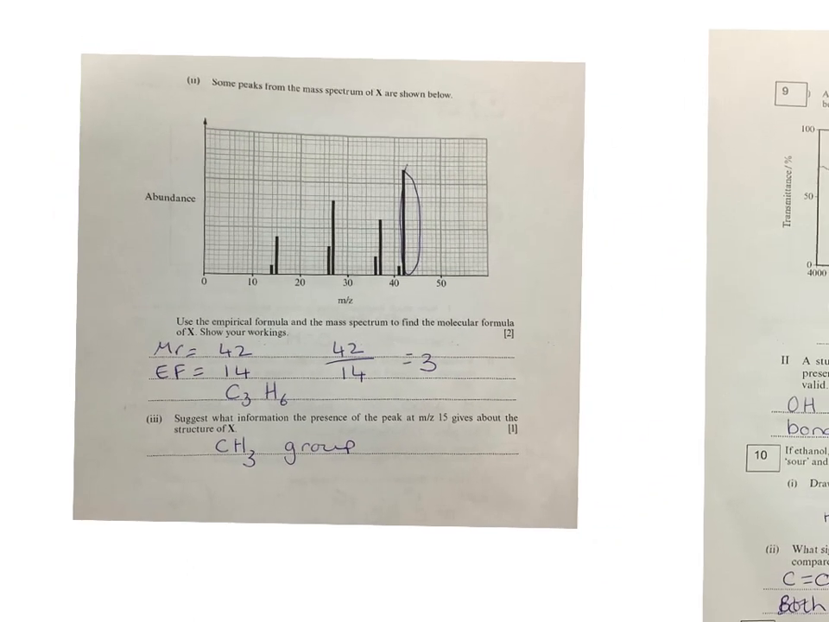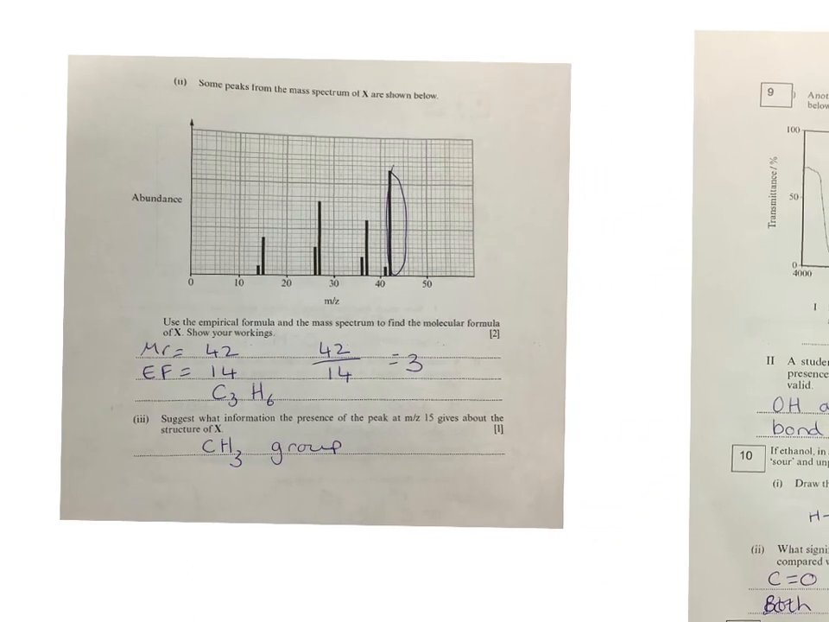Okay, with that question then, it went on to say use the empirical formula, so that was what we did on the previous page, and the mass spec. So when we're doing the mass spec, we're looking for the peak at the end. Okay, so the peak at the end is 42. I worked out the Mr of my empirical formula, divided them, so it would be times by 3, so then I times my empirical formula by 3.